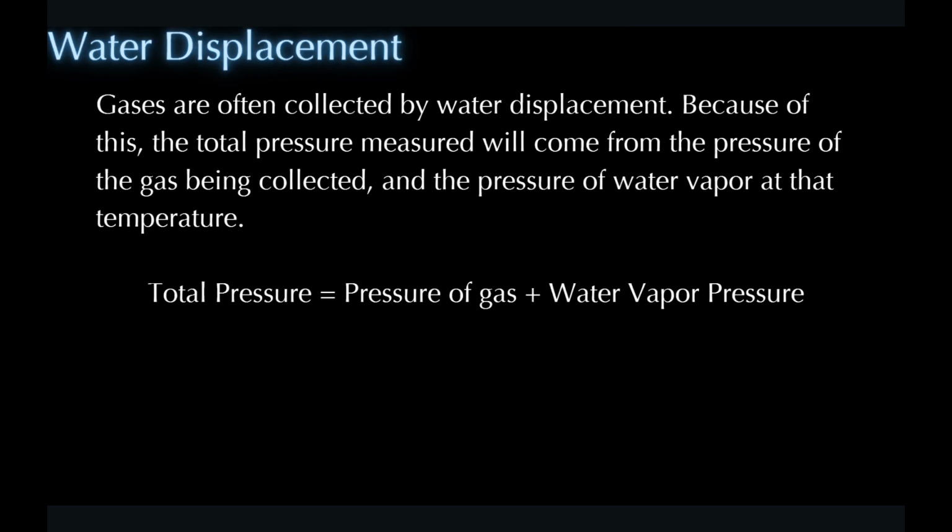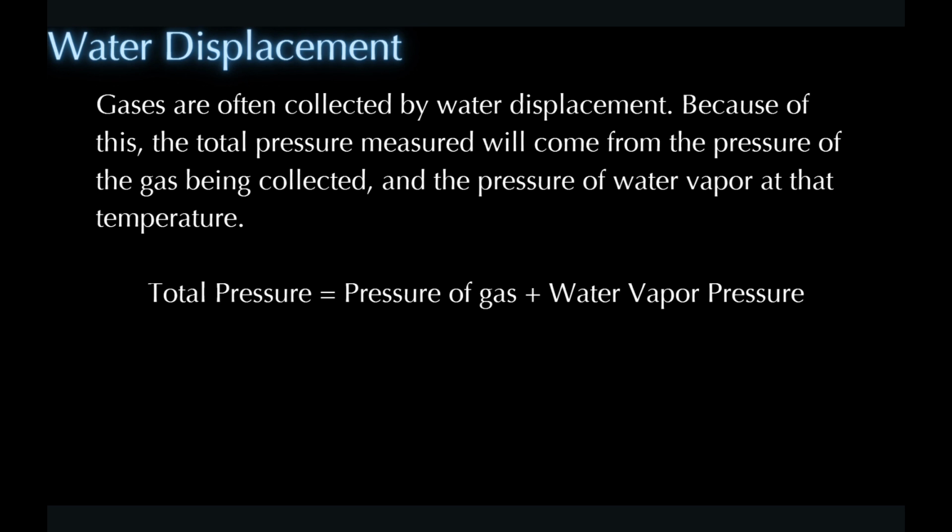All right, let's go ahead and take a look at water displacement. So, gases most of the time are going to be collected over water. Now, because of this, the total pressure measured is going to come from the pressure of the gas and the pressure of the water vapor at that temperature. So a lot of gases are going to be dissolved in water, and so in order to get those gases out, we are going to heat up that solution of the gas and water in order to produce the gas that we need.